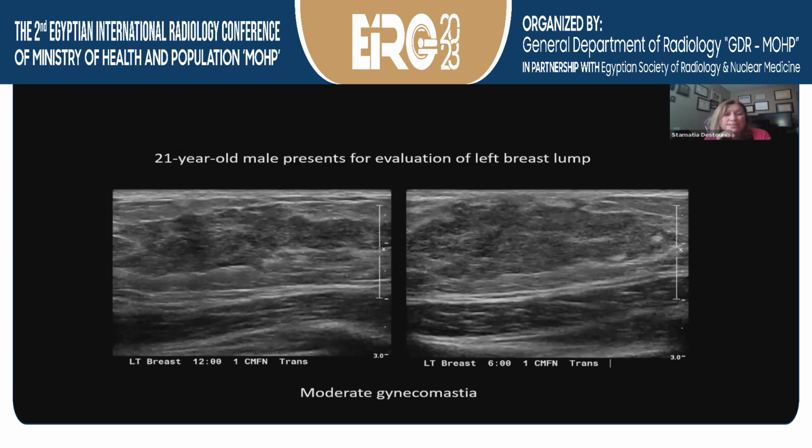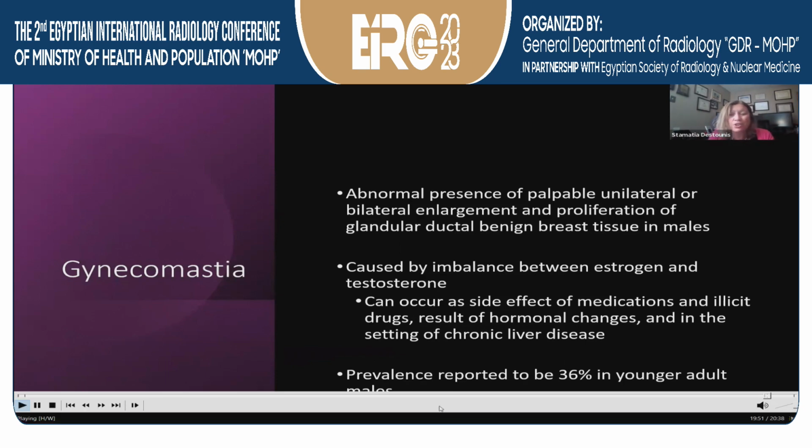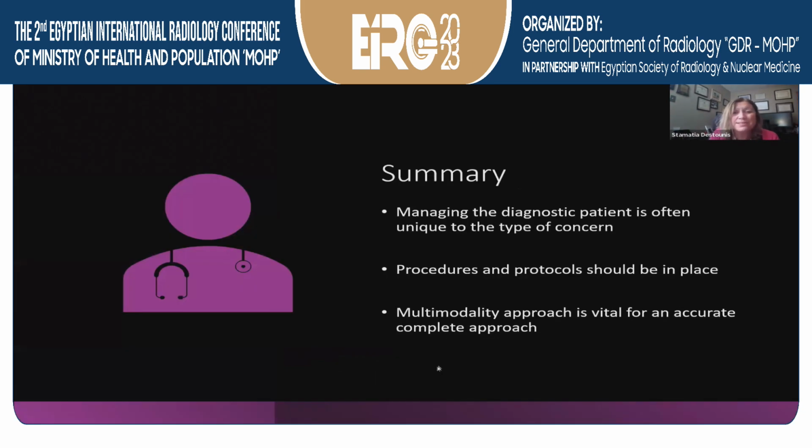This is gynecomastia in this 21-year-old male, and he had a lump, so you can see that it's quite a bit of development behind the nipple. And that's an abnormal development that could be unilateral, bilateral, and an imbalance of estrogen and testosterone. It's benign. It can also come from medications or illicit drugs that young people can take or older people. Up to 36% of younger adults may have gynecomastia.